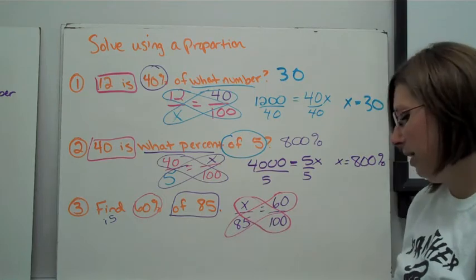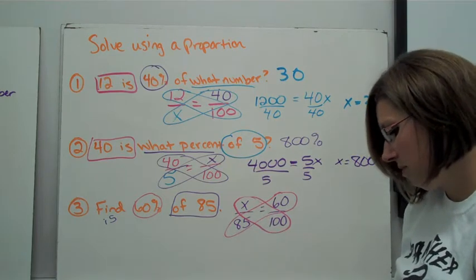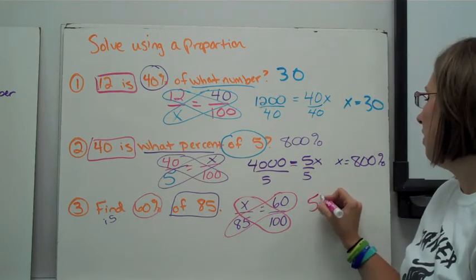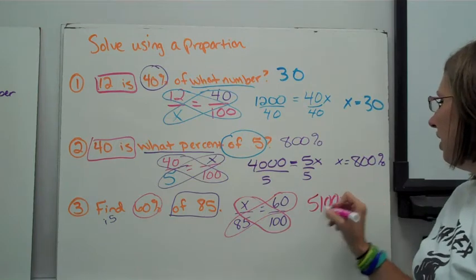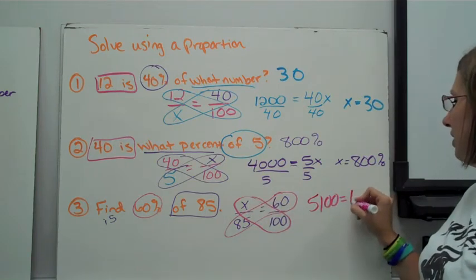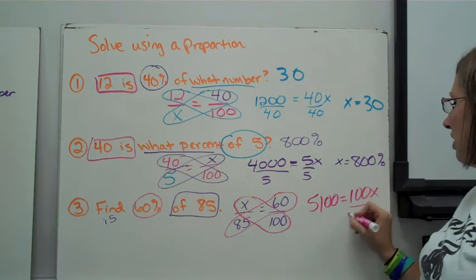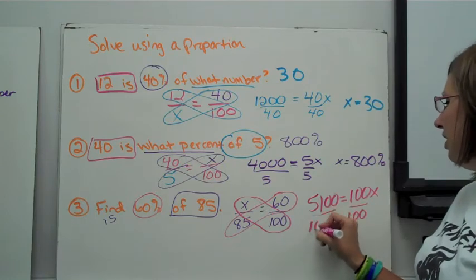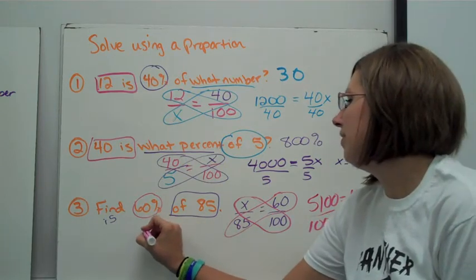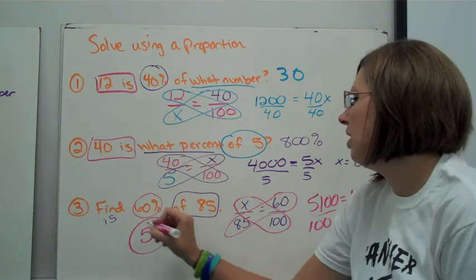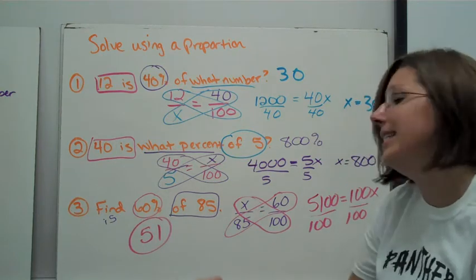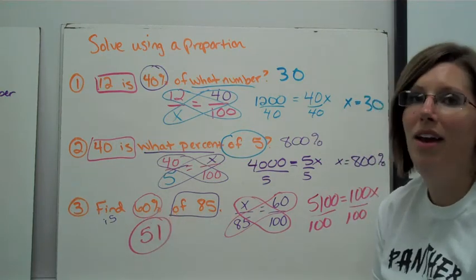So 85 times 60 is 5,100. 100 times x is 100x. Divide both sides by 100 and you get 51. So 51 is 60% of 85.